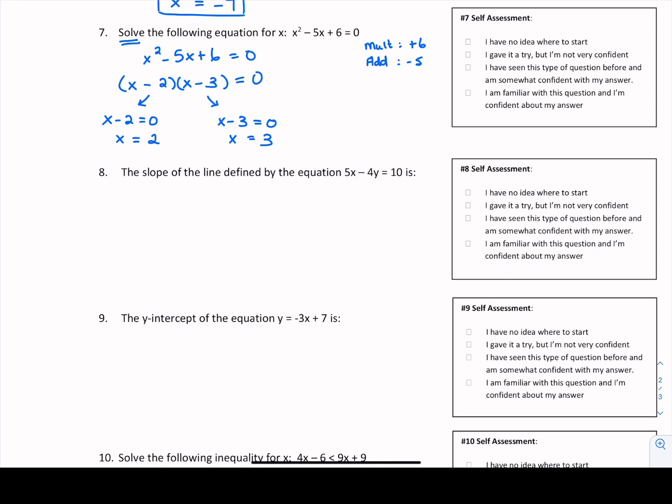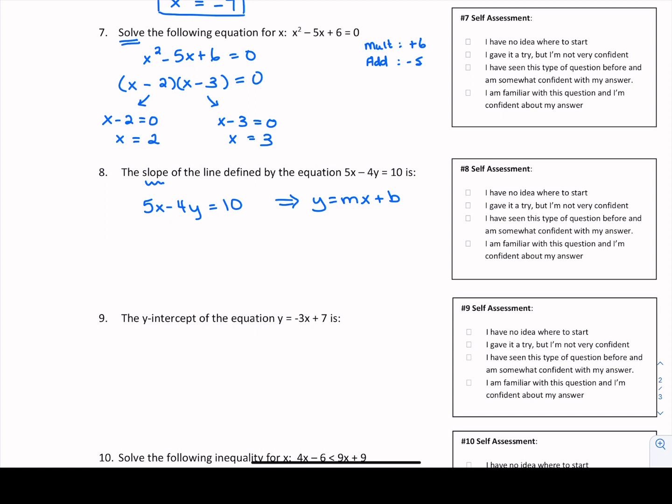Now we want to switch gears for number 8 and talk about the slope of a line. Right now, the equation that we're given is 5x minus 4y equals 10. That's in what we call standard form. If we manipulate this equation into slope-intercept form, then we can read the slope and the value of the y-intercept quickly and easily. In order to do that, we need to make this look like y equals m times x plus b. So essentially, we have to rearrange this equation and solve it for y. Aside from that, we need to make sure that we're reading the slope as the coefficient of our x value.